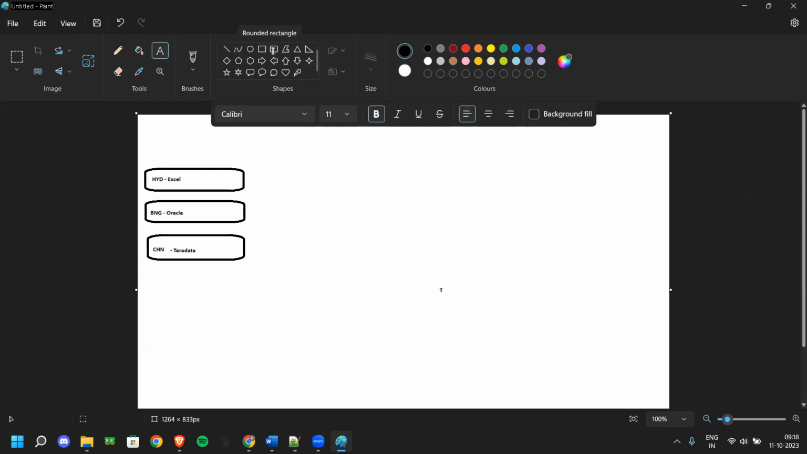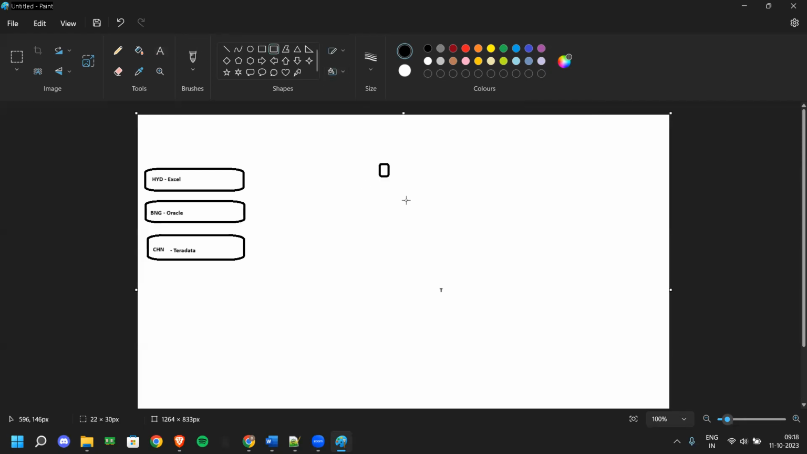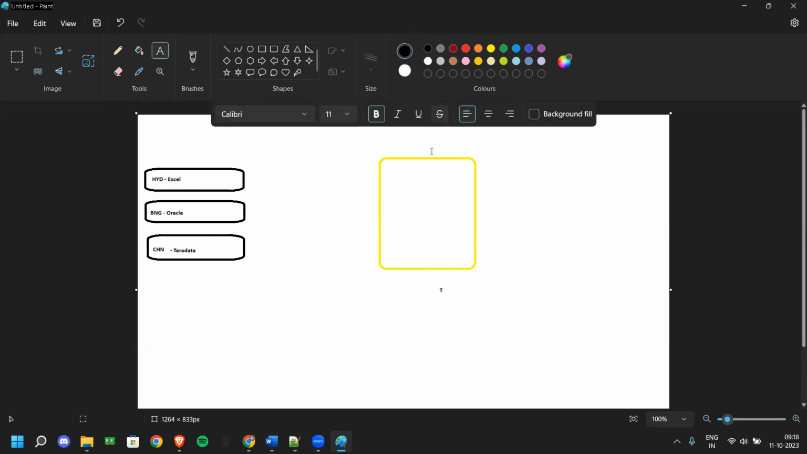For that purpose, I'm just trying to configure a server over here. This is my SQL Server. Here we have a database called Enterprise Database, EDB, which contains all the branches' information, all three branches' information.